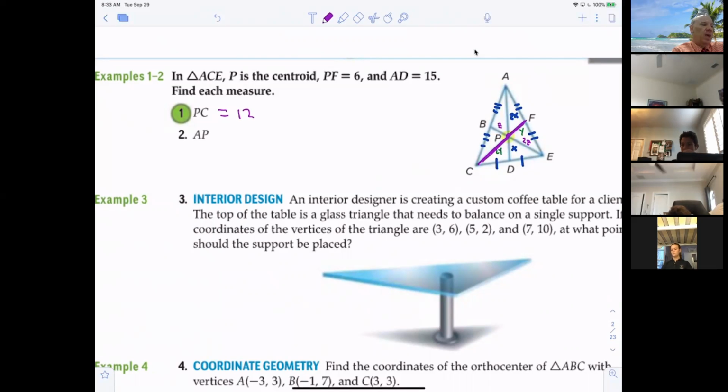So now if AD is 15, what is AP? Exactly. So how do you do that? To me, it's just divide by 3, and that gives you the shorter side. And then you double it, and that gives you the larger side. Come on, guys, this is super easy. It's just rules. Stay with me.